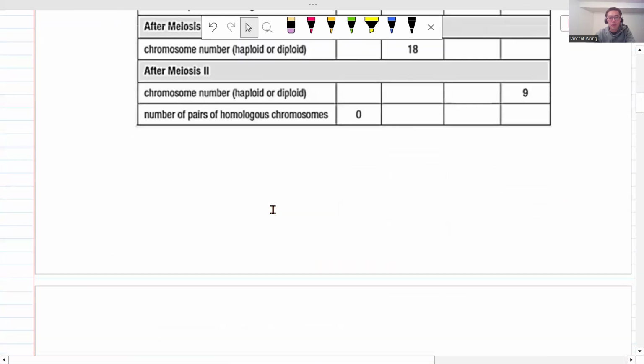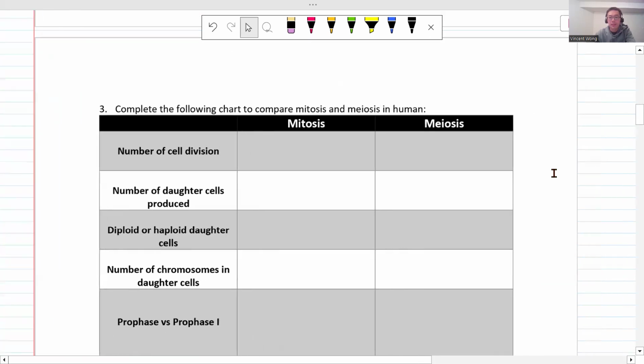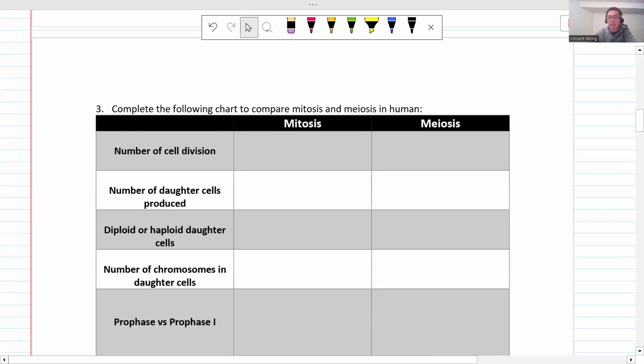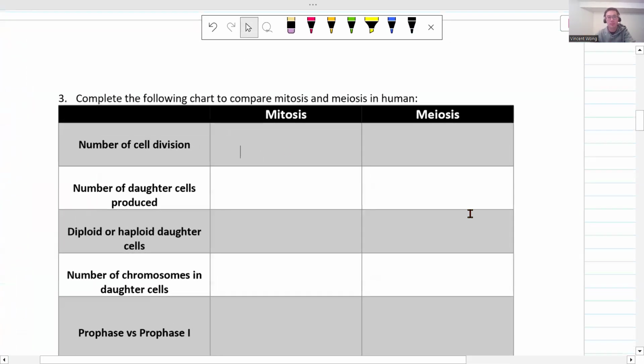Okay, so question 3. Let's fill this in together and see if it makes any sense to you. Help me out. Show me that you understand what I'm trying to show you. How many cell divisions do we have in mitosis? How many times does the cell split in mitosis? Anybody? Mitosis, the stuff that was on your quiz. How many times does the cell split? One. Yeah, one time. Once.